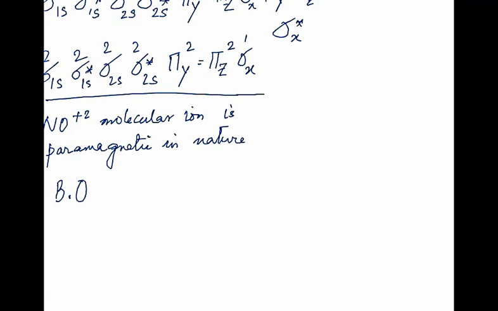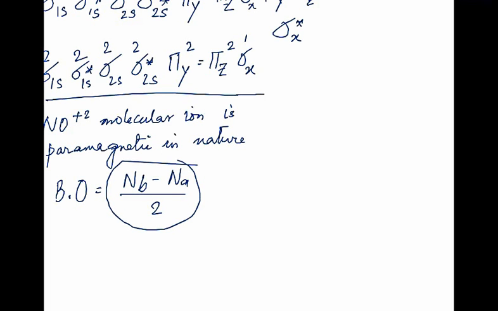So if I calculate, the bond order is equal to Nb minus Na divided by 2. If you remember, Nb is the number of electrons in the bonding orbital, Na is the number of electrons in the anti-bonding orbital, and we will divide the whole number by 2. Therefore, calculate the number of electrons in bonding orbital. This is 2, 2, 4, 5, 6, 7, 8 and 9. And in the anti-bonding orbital there are 2, 2, 4. So the bond order is equal to 9 minus 4 divided by 2, that is equal to 5 divided by 2, which is equal to 2.5. Therefore we can say that NO plus 2 has a bond order of 2.5.